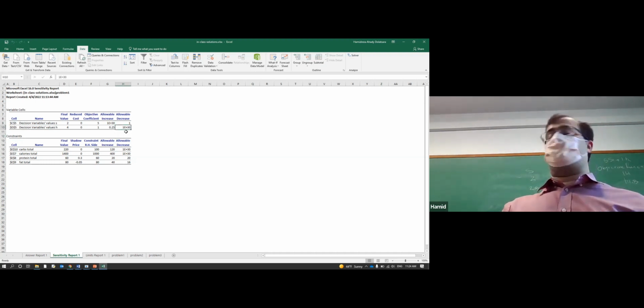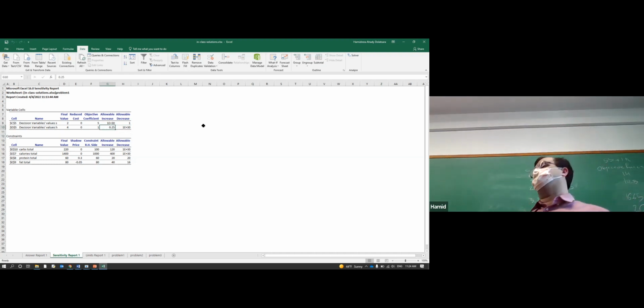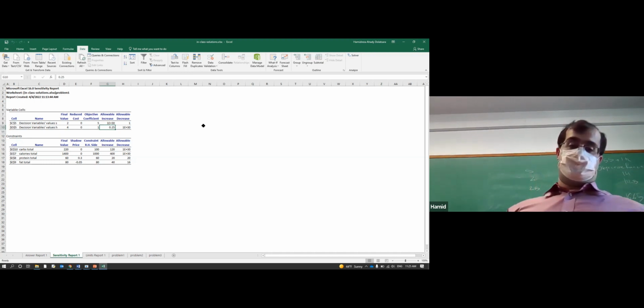Same for hash brown, allowable decrease is infinite. Here it doesn't make sense, actually. It's just saying you can make it very, very cheap, but you cannot make it a negative value, so it should be greater or equal to zero. And also the allowable increase is 0.25. So if you change it by more than 0.25, your decision values would be different.